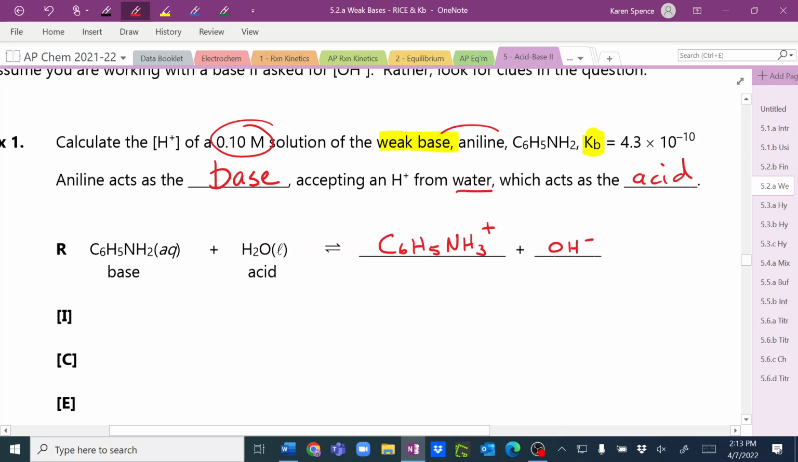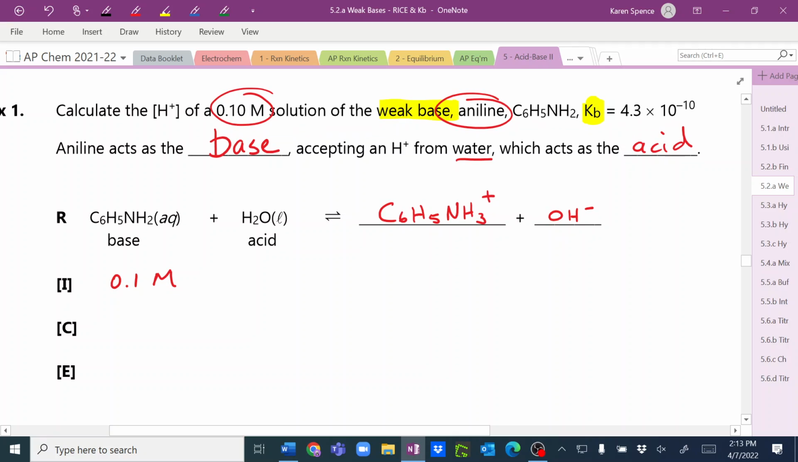So there's 0.1 molar of the aniline. What should we do with the water? Nothing, because it's a liquid. I got it right that time. And how about the products? 0 and 0.